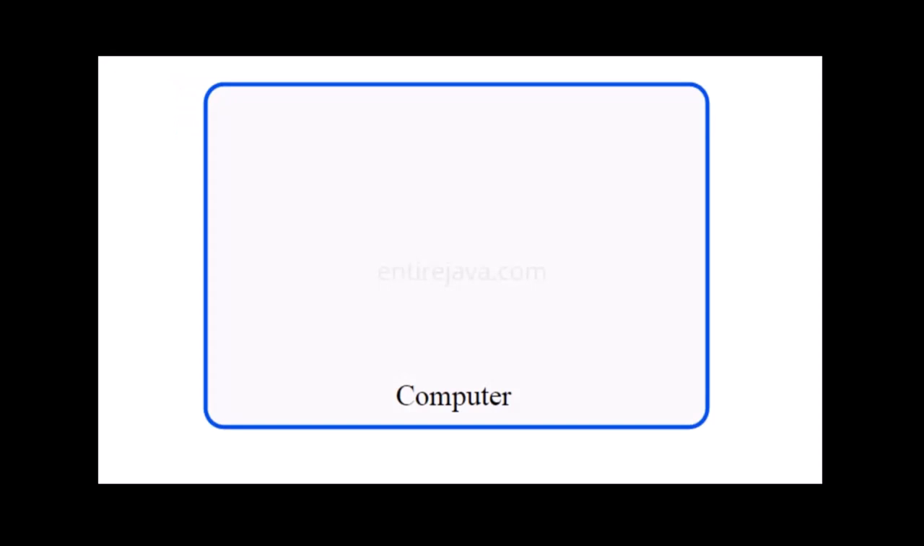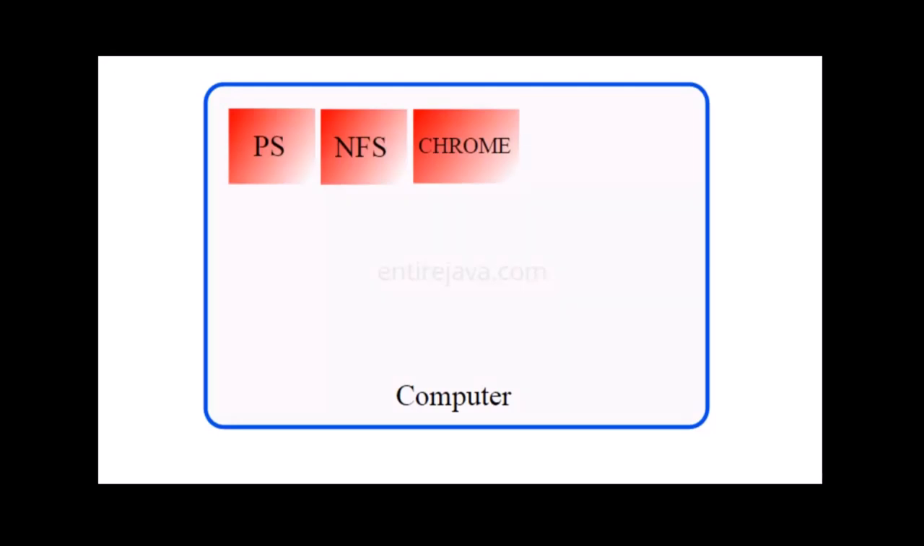Let's say you bought a new computer, and as a friend of yours, I give you a few softwares and games. I give you Photoshop, Chrome browser, and Need for Speed racing game. Would you be able to install these softwares or play games? No, because your softwares do not know your computer, and your computer does not know your softwares. They both are strangers to each other.